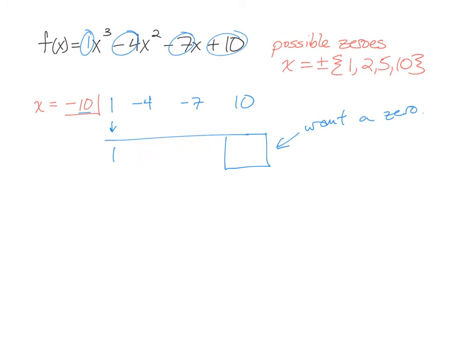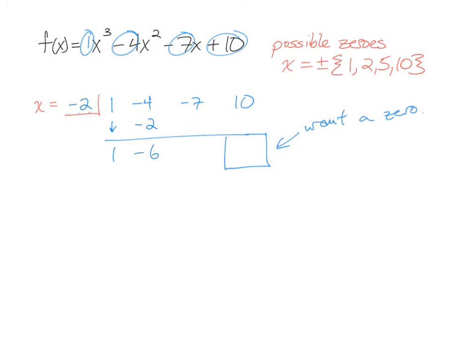You may or may not erase these numbers, I don't know. So let's pick a different x value. What do you say about, let's pick a -2. So 1 times -2 is -2. Add those together to get -6.